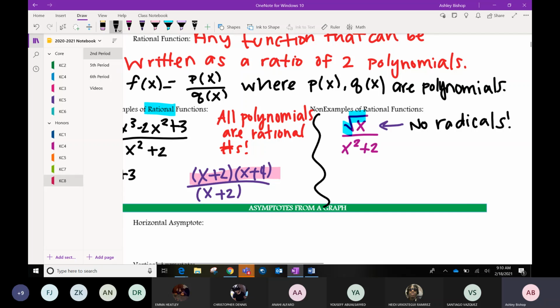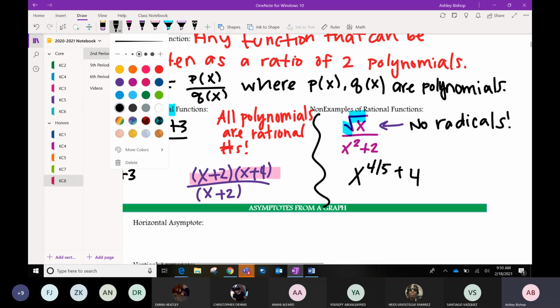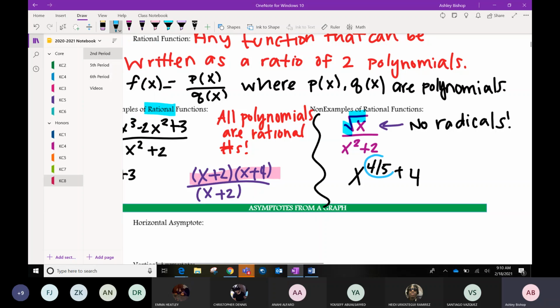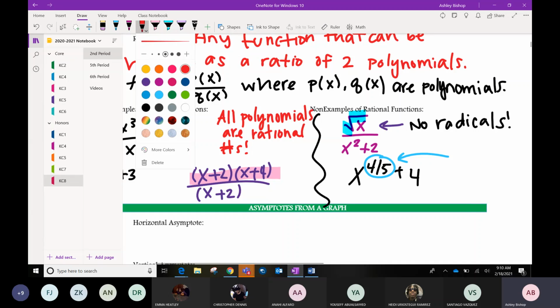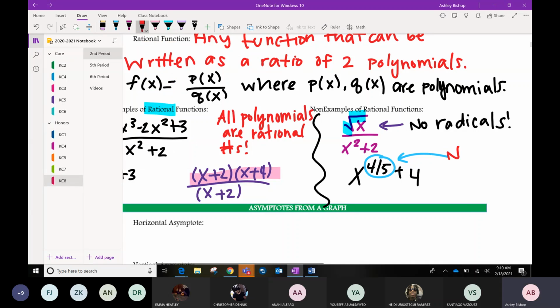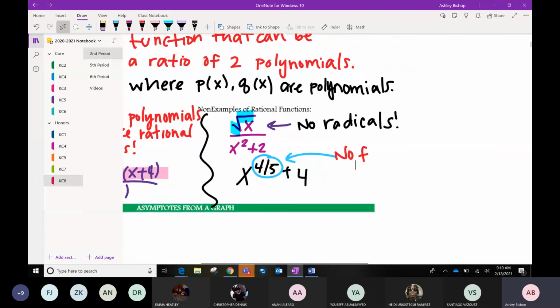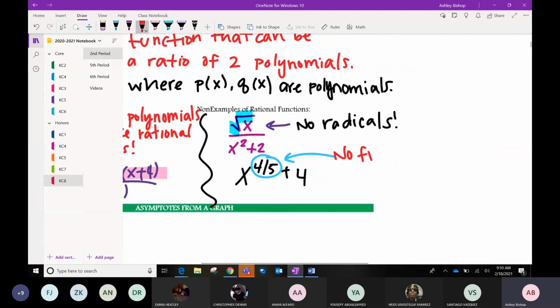Another example that's not a rational function would be if I had an exponent that had a fraction. You also can't have a fraction as an exponent. No fractions as exponents. We can have exponents, but they can't be fractions. No fractions. Let me move this over so I have more room. No fractions as exponents.